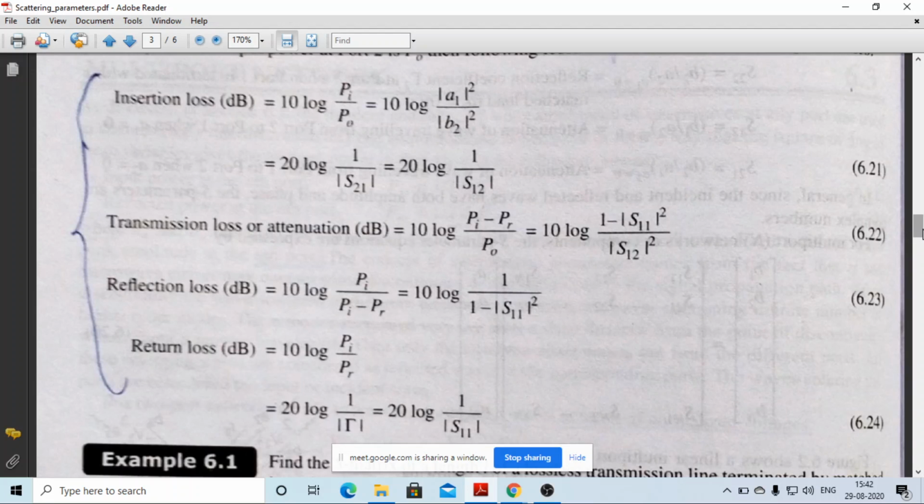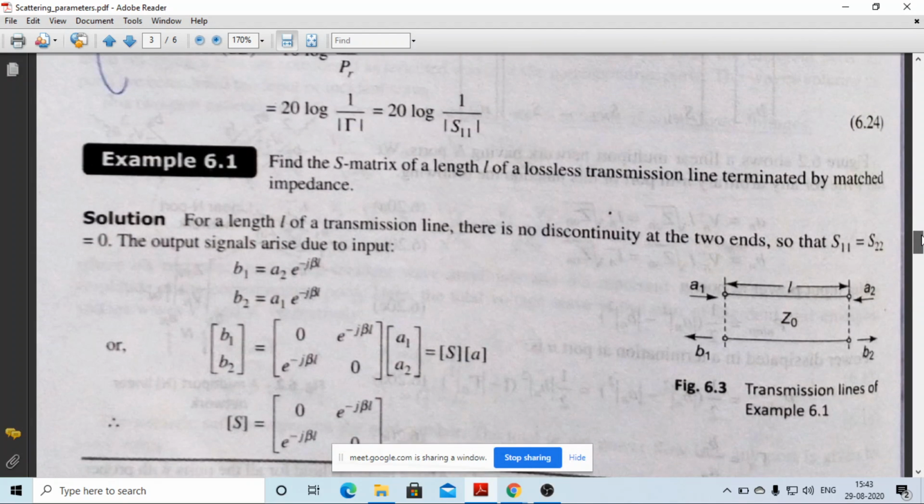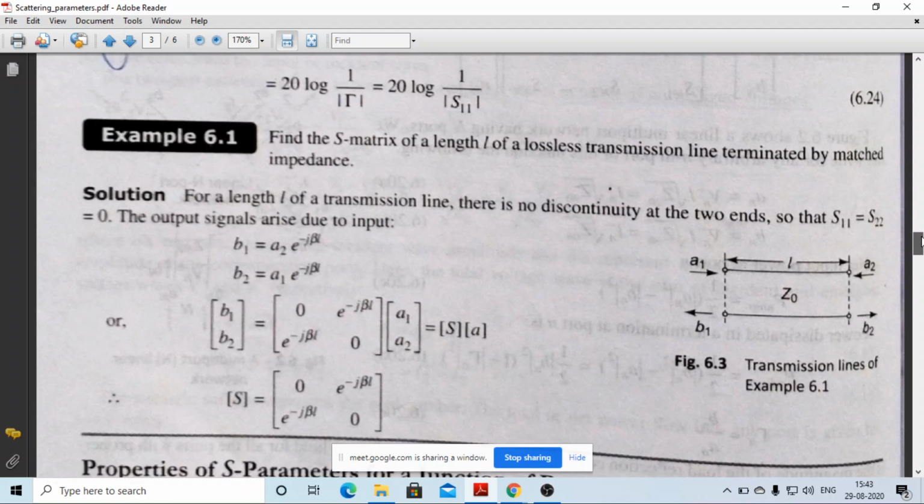And based on this, you can expect at least one numerical in your examination. Sometimes in your examination, the S parameters are given. All four S parameters are given, and the question is to find the insertion loss, transmission loss. Transmission loss is also called the attenuation, reflection loss, and the return loss. So these four losses are important for the waveguides from the theory point of view as well as the numerical point of view. You can take one example here, one example is best for this.